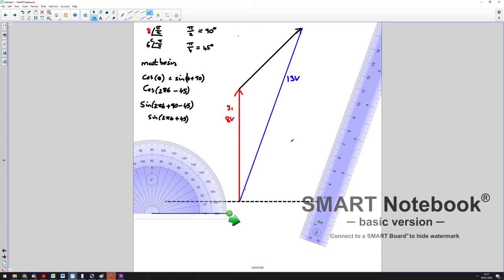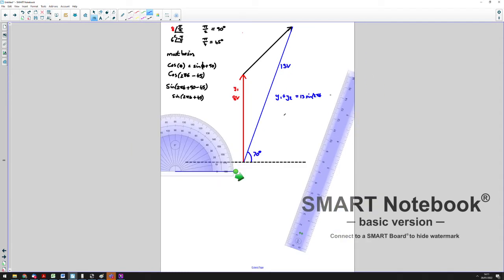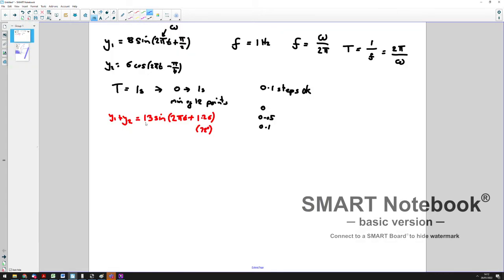Let's get you out of the way. So graphically, y1 plus y2 is equal to 13 sine 2 pi t plus, what was it, 1 point some radian, 1.26 radian, which ties brilliantly back with what we sketched up from our original sketch.